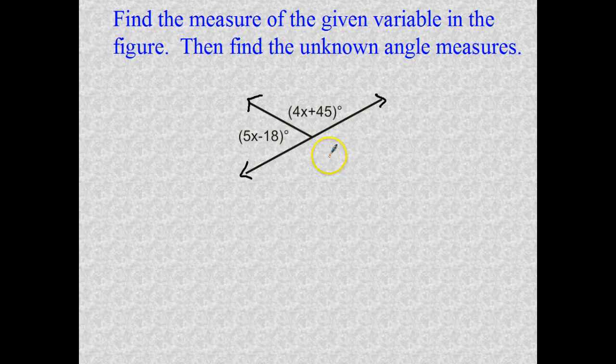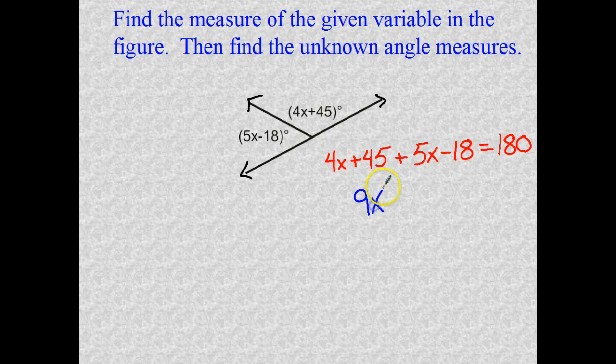So let's do that. 4x and 45, there's angle 1, and I'm going to add that to angle 2 and set it equal to, we know that that's a 180 degree line right here, and it bisected it. So let's combine our like terms. I have 4x and 5x, that gives us 9x. And then I have 45 minus 18. That's 27. And that should be equal to 180.